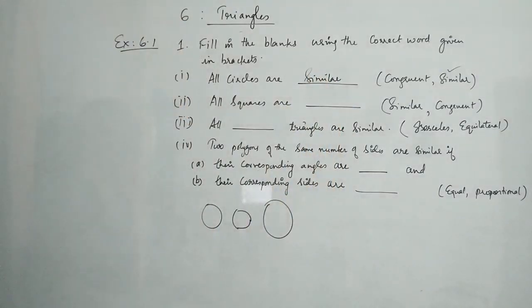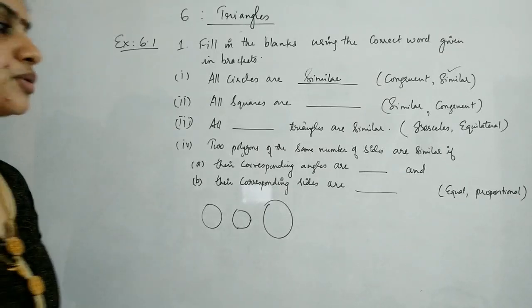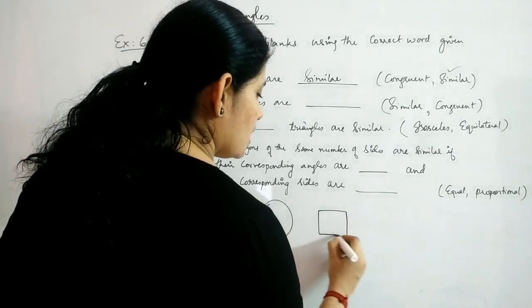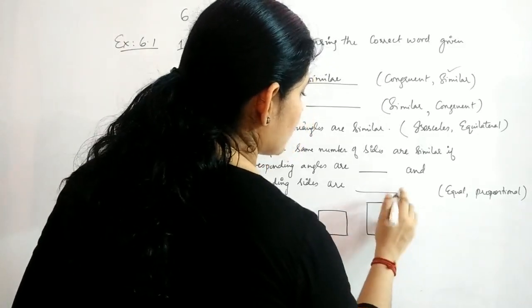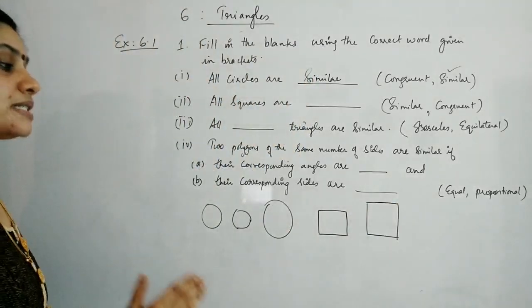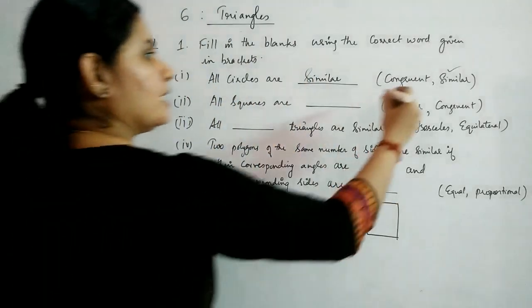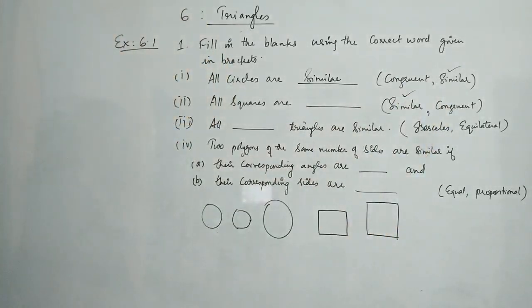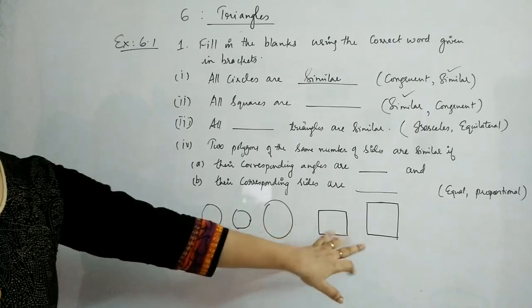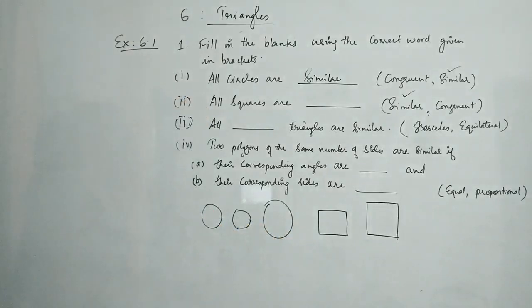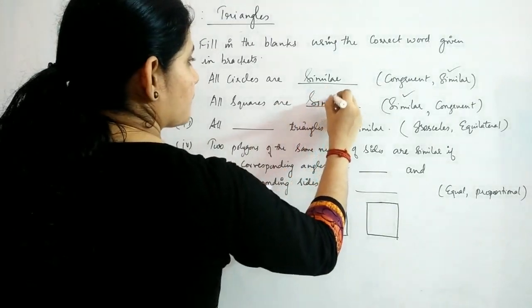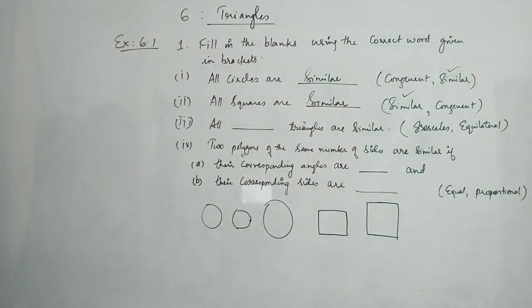Next thing is all squares are dash. Again you have all squares, so every time all the squares will have the same angles, that is angles will be equal. But when we talk about the sides, you cannot say that this is also a square, this is also a square, but I cannot say that both the squares are congruent. Why? Because the sides are not equal here, so that we will get that all squares are similar. Okay, when angles are equal and sides are equal, then they are congruent figures. But here you can have such squares in which the sides are not equal, so that in general case all squares are similar.